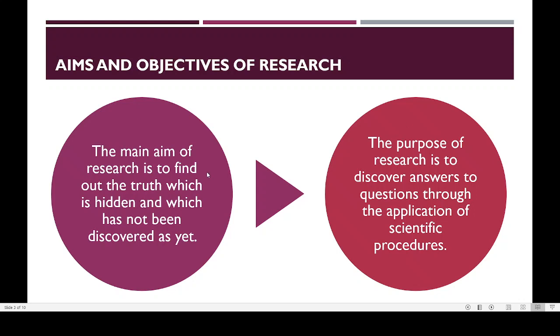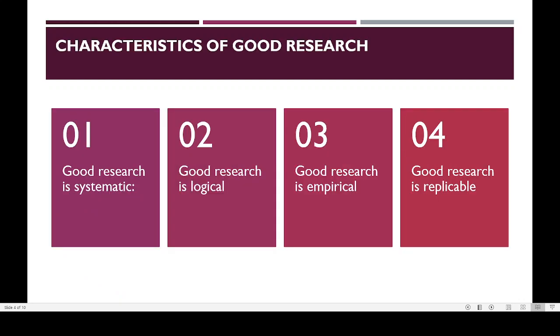The aim is to find out the truth of every problem or every issue. That is the main aim of science. The purpose of research is to discover answers through questions, through the application of scientific procedure. We will come to know what are the different methods that we are using in science. Now we will see there are four main characteristics for any research.